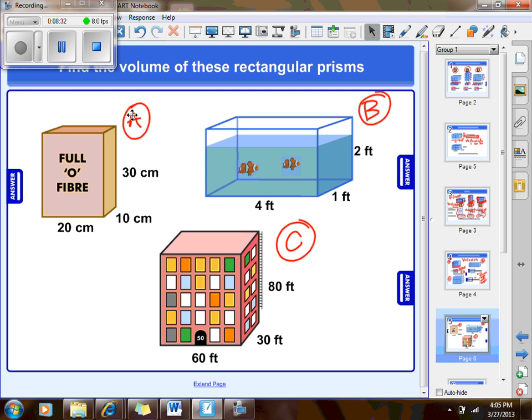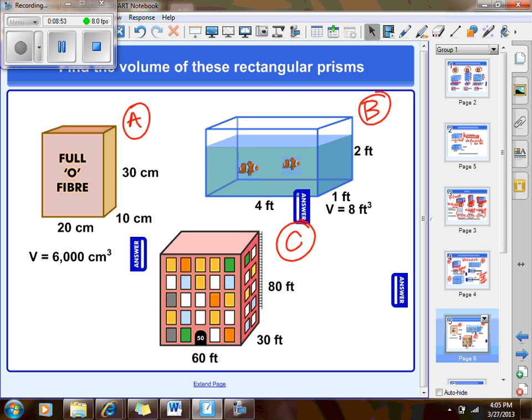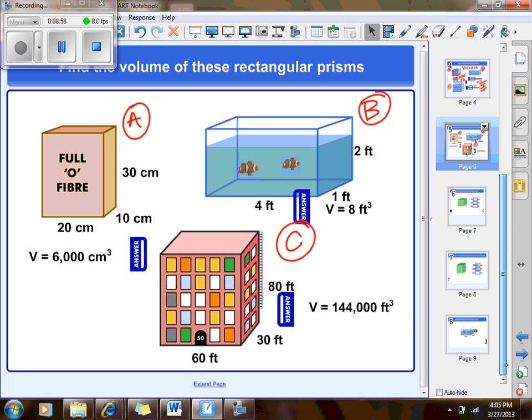All right, welcome back. Here we go. Box of fiber. 6,000 centimeters cubed. 20 times 10 is 20. Times 30 is 6,000. The fish tank, 8 cubic feet. And the office building, 144,000 cubic feet. Good job. Last one.